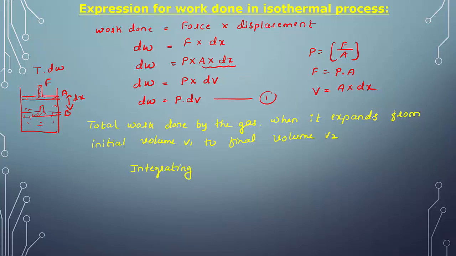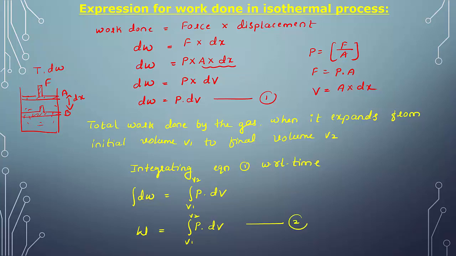Integrating equation 1 to get the total work done. We can write the integration of dW is equal to the integration of P into dV. Here the volume is changing from V1 to V2, so we can write V1 to V2 as the limit. Is it clear? The integration of dW gives the total work done, W equal to the integration of P dV from the limit V1 to V2.